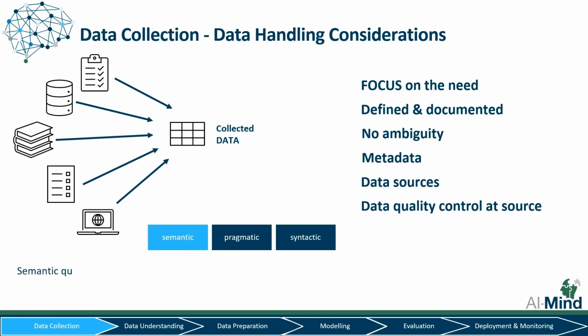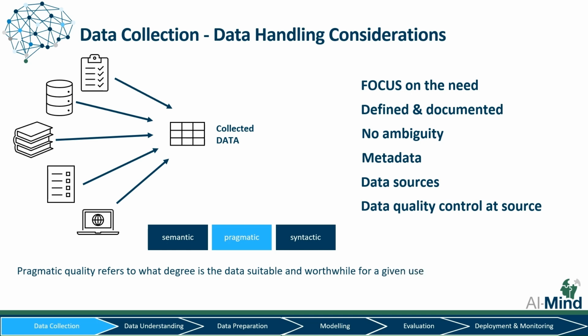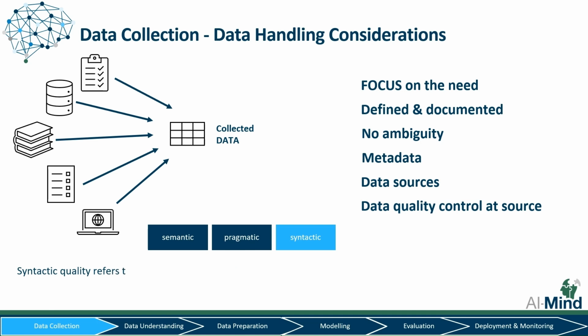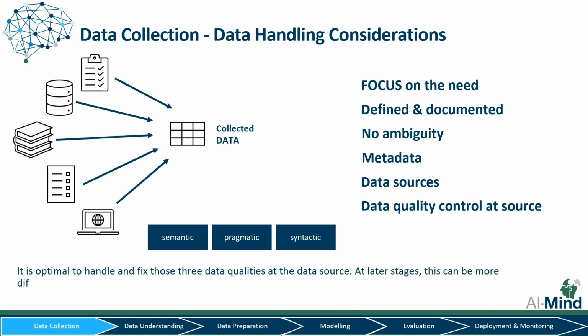Semantic quality refers to the degree to which the data correspond to and represent the actual phenomena. Pragmatic quality refers to the degree to which the data is suitable and worthwhile for a given use. And syntactic quality refers to the degree to which the data conform to stored metadata. It is optimal to handle and fix those three data qualities at the data source. At later stages, this can be more difficult. Careful design of data collection may save a lot of time and resources during data preparation.